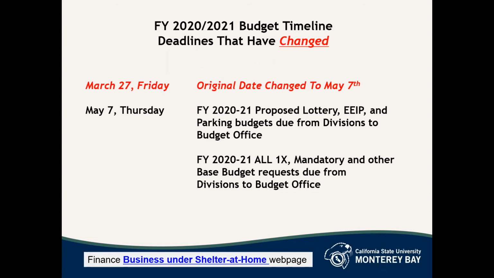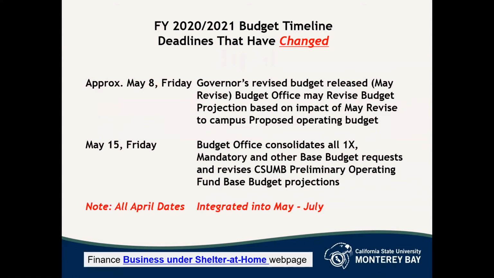Next slide, please. We still expect the governor's revise to come out on May 8th. And at that point, we'll take the next week to consolidate all our budgets based on whatever gets changed. Again, the May 15th deadline was originally in April, so we've moved that forward.